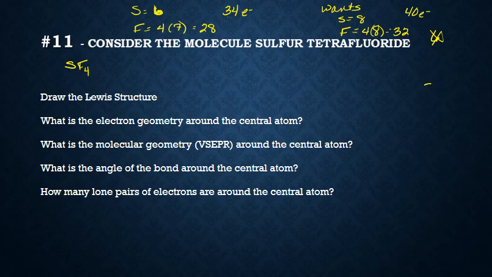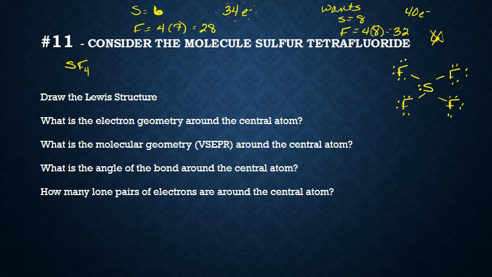Well, let's put sulfur in the middle. We know there's going to be 4 fluorines coming off. I still have to place these 34 electrons on it, so let's give it a try. 2, 4, 6, 8, 9, 10, 11, 12, 13, 14, 15, 16, 17, 18, 19, 20, 21, 22, 23, 24, 25, 26, 27, 28, 29, 30, 31, 32, 33, 34 electrons, with the extra on the central atom.